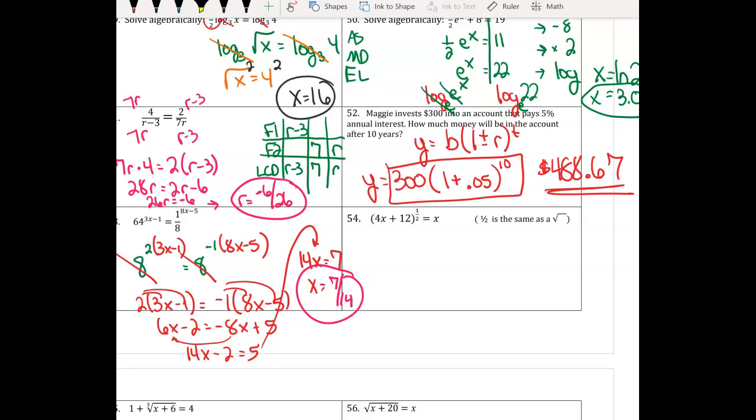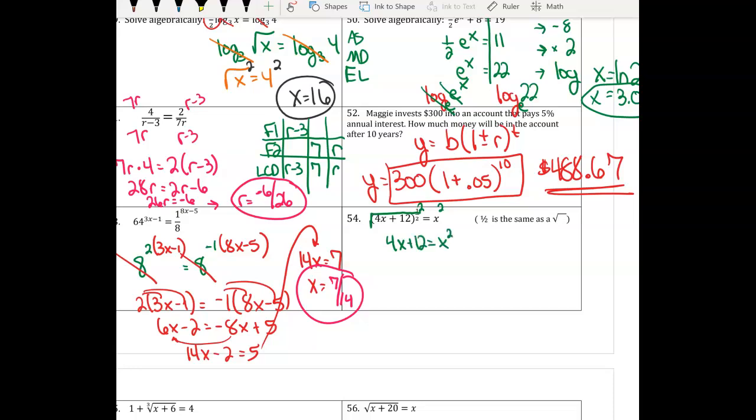I need to solve for x. Right now it's looking like one type of x, but I can't get to anything in the parentheses unless I get rid of the 1/2. So off to the side, I wanted to remind you that that's the same as the square root. So if I want to undo the square root, I'll just square both sides. And that's going to leave me with 4x plus 12 equals x squared.